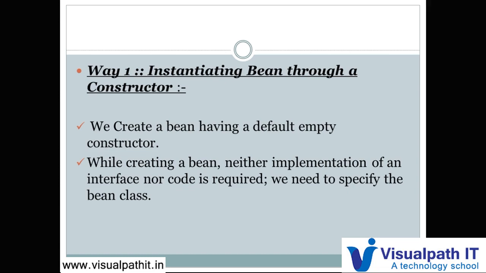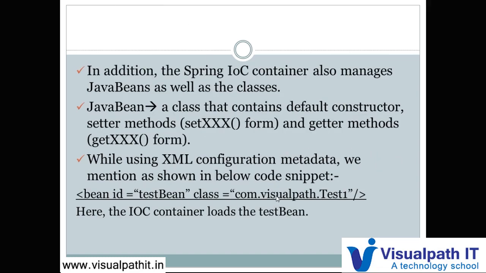Instantiating the bean using a constructor. This is a technique or a mechanism where we create a bean having a default empty constructor. While creating a bean, we neither bother about the implementation of an interface nor is any code needed for this purpose. What we need to do is just specify that particular bean class. That's it. So neither the implementation of a particular interface nor the code is needed. We just need to specify the bean class.